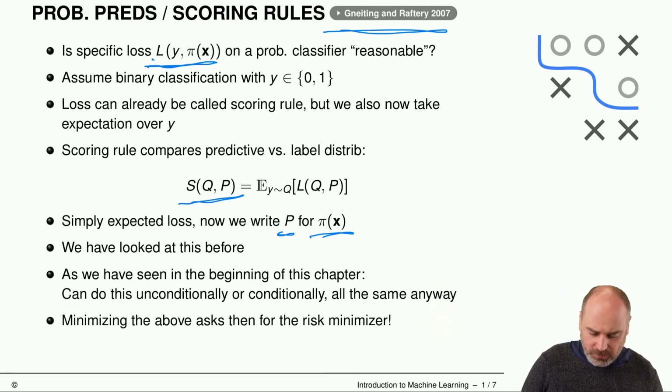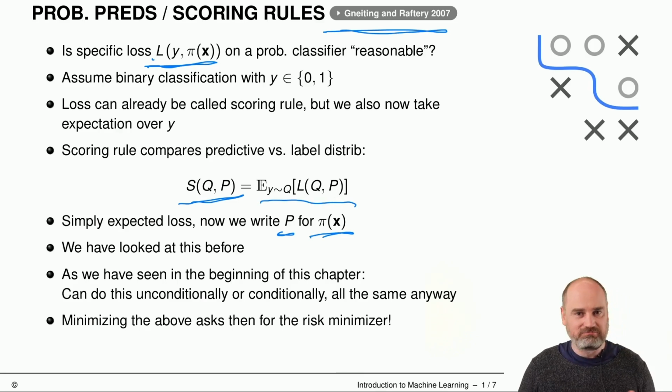And what we will now do is say this scoring rule compares these two distributions by being based on a loss function, and we simply take the expectation over our labels Y when they are distributed by Q. That's it. So this is pretty much just expected loss. We are writing this slightly differently now, and we have of course looked at this before, especially in the beginning of this chapter. Actually in many sections, I guess, we have minimized these things.